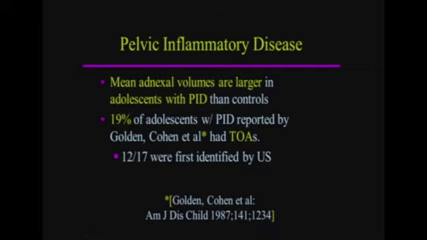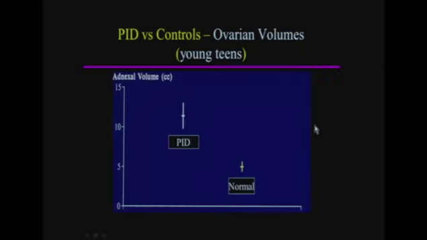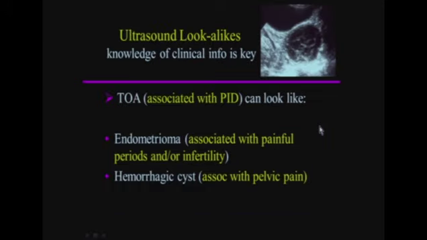In PID, the mean adnexal volumes are larger in adolescents with PID than controls, according to a very old study of ours in 1987. In that study, we found 19% of adolescents with PID reported had TOAs. This was in a time when people weren't aggressively looking with pelvic ultrasound. 12 of 17 of those cases were first identified by ultrasound. So again, pelvic inflammatory disease, you consider it, ultrasound your patient.